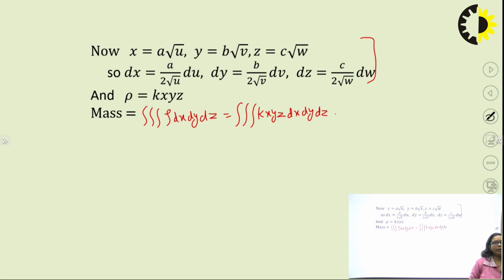We know that what we have to do next is replace the values x, y, z and dx, dy, dz by using these values in terms of u, v and w. Put the values. K I am taking outside the integral. Look at what we get.